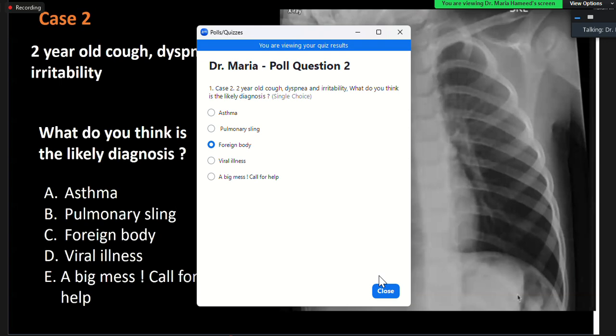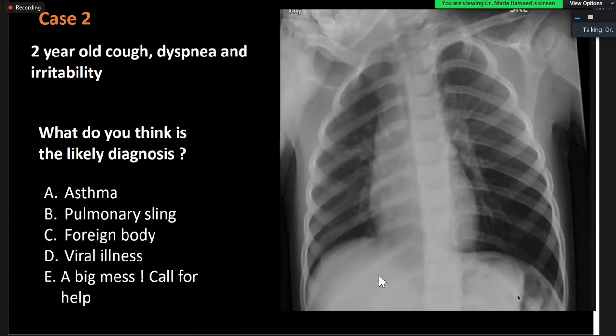Great. So 68% of the audience is thinking about the foreign body. That is the right answer. So I'm very happy with the audience today. Excellent approach.